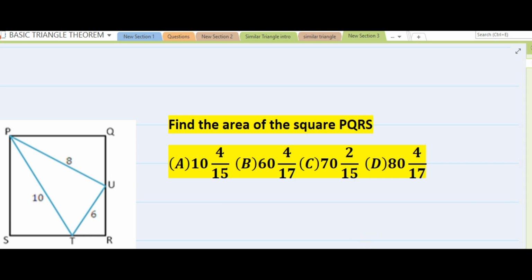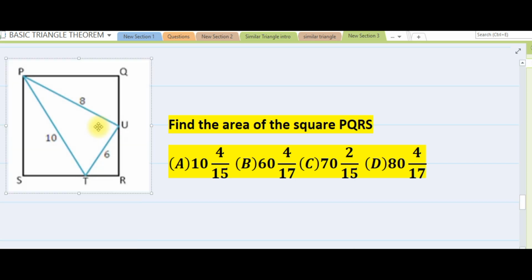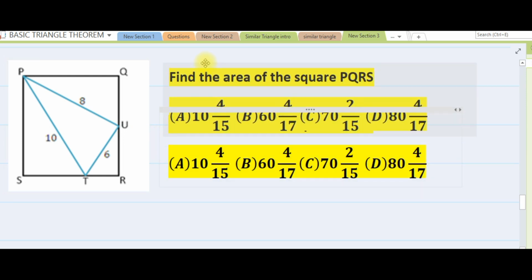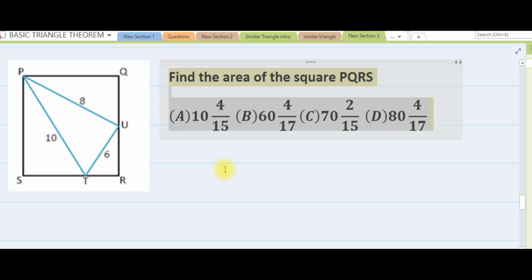Given this, we are asked to find the area of the square. Okay, looking at this, this is a square PQRS. So let's call the side length x. So here is x.